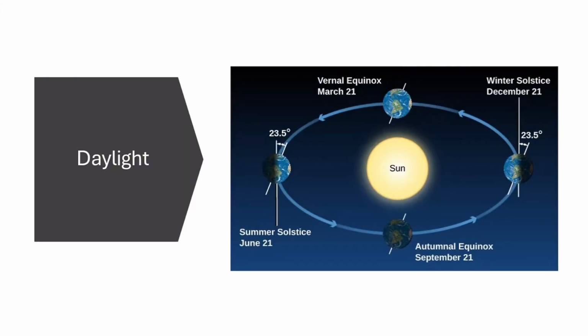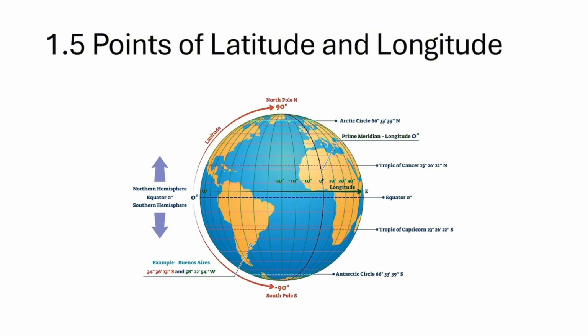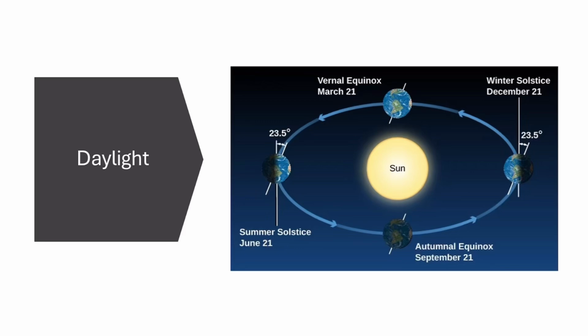Summer solstice is June the 21st, the autumnal equinox is September the 21st, and the winter solstice is December the 21st. These are caused by the tilt of the Earth. So the Earth is tilted at 23.5 degrees, and this will cause the sun to appear at different areas of the Earth at different times of the year. And that is what the days mean.